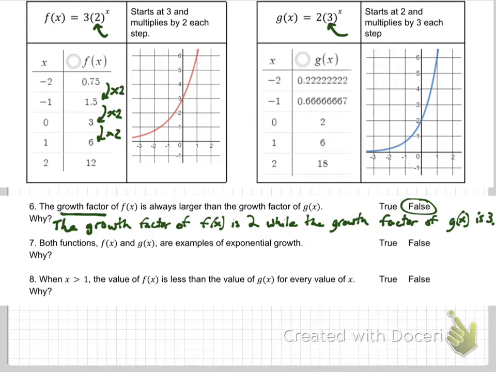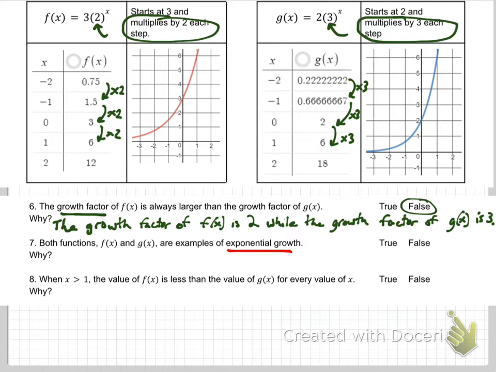Another way to see that is that's what's being multiplied by over and over in the table. And yet another way to see that is in the words, in the sentences. It says "multiplied by 2 each step," and then "multiplied by 3 each step." Each of those is the growth factor.